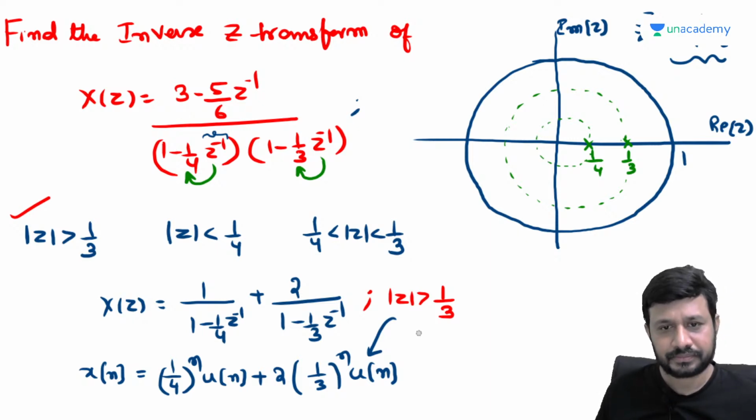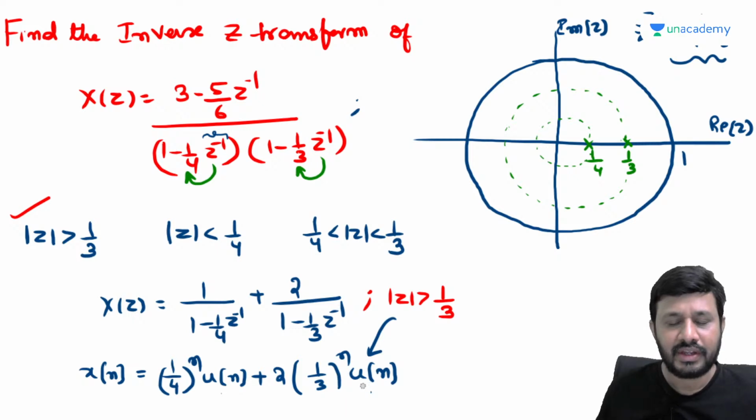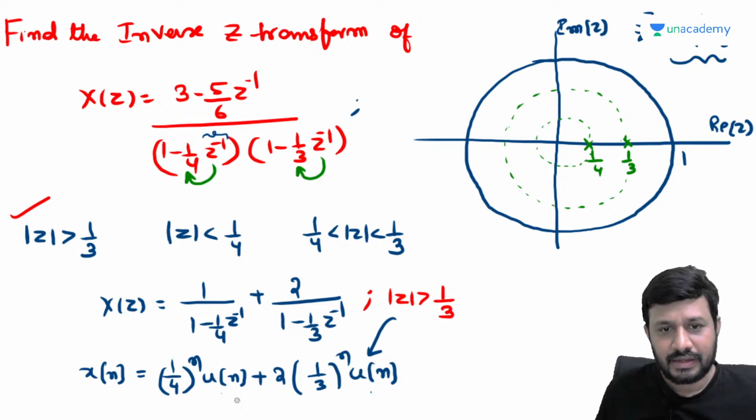Mod z greater than 1 by 3. And if you observe here, this is a causal signal, no? Here u of n is there, u of n is there. Yesterday we have seen that for a causal signal, ROC must be outside of the outermost pole, and it includes z equal to infinity also. It includes the infinite radius circle also, right?